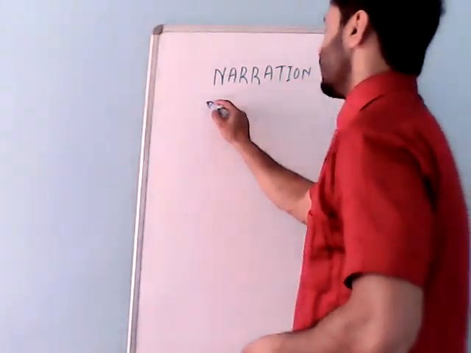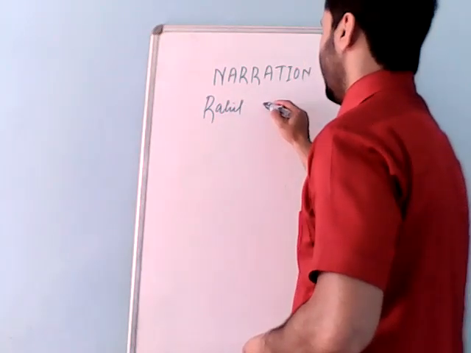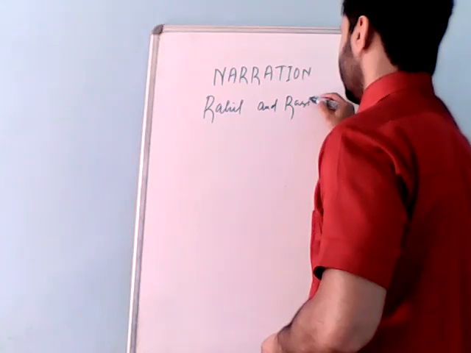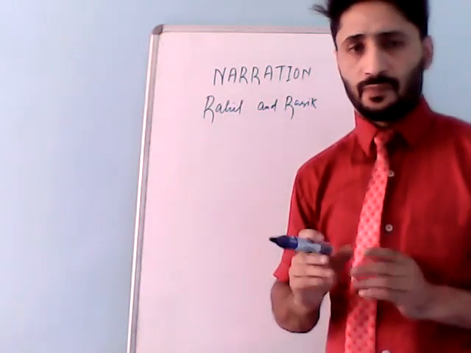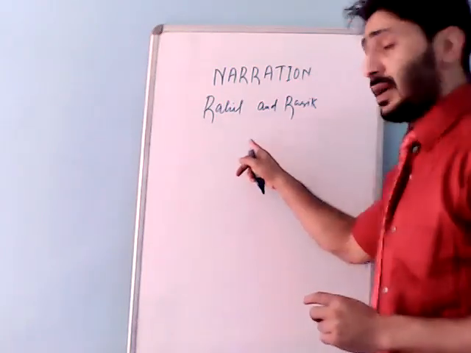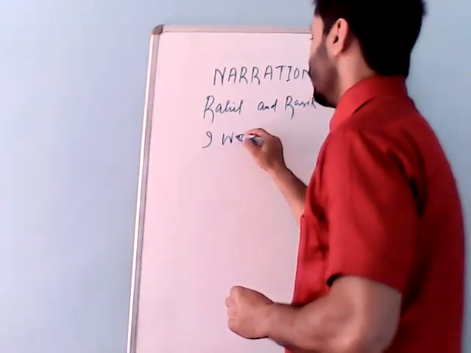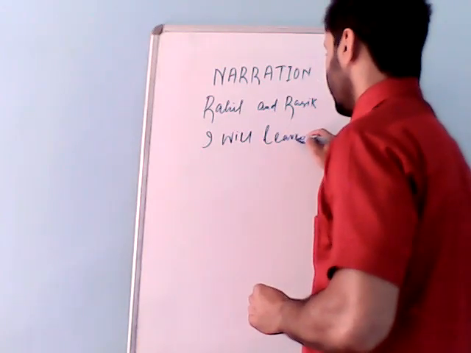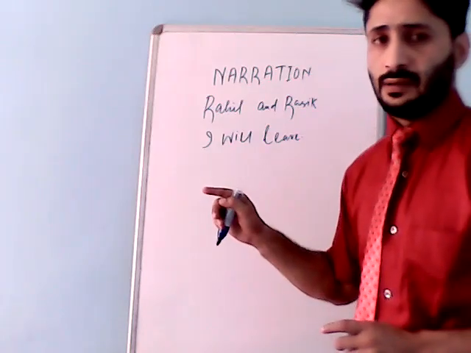Suppose there are two friends, Rahil and Rasik. These are two friends and they are talking to each other. I will write down one sentence of what Rasik said to Rahil. I will leave. This is a sentence said by Rasik to Rahil.